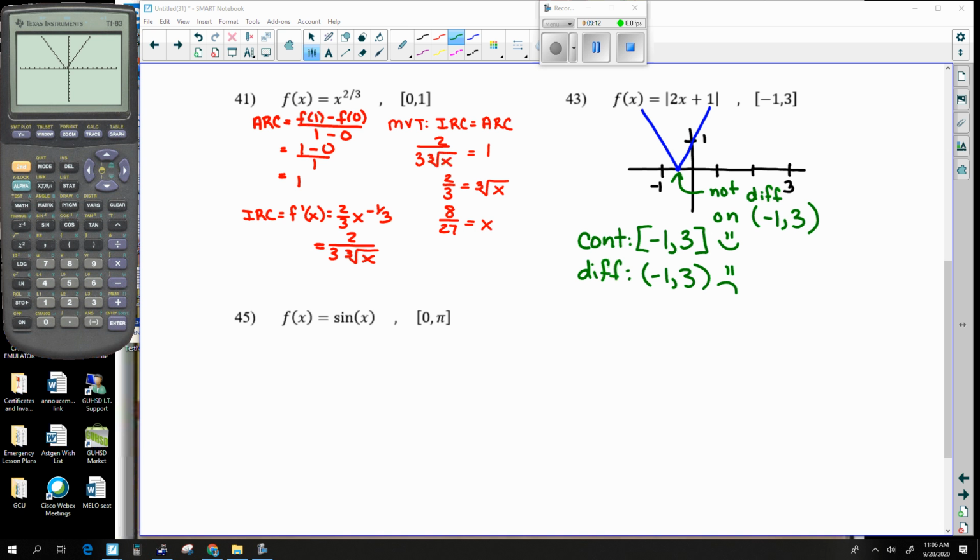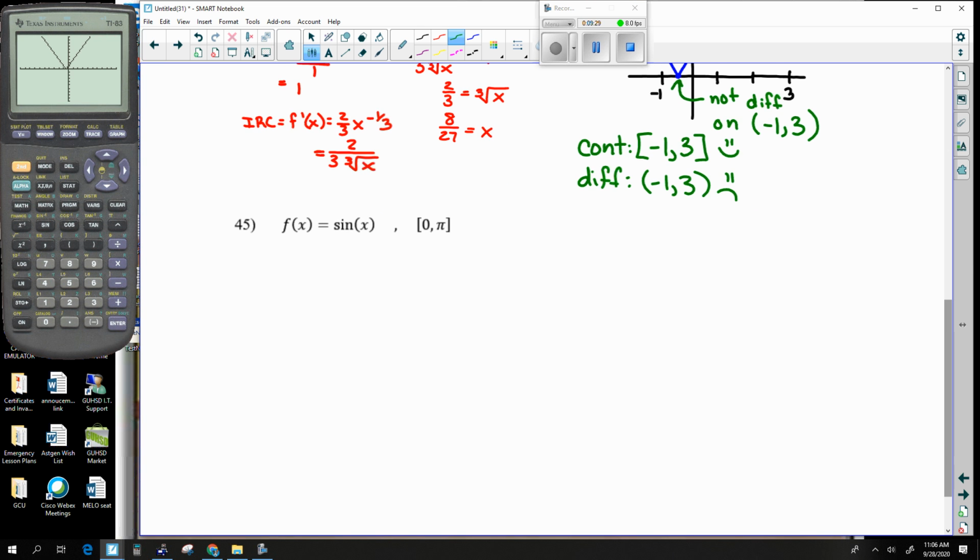All right, next we are on problem number 45. Okay, so problem 45, continuous, differentiable, sine and everything, it's all good. All right, so the average rate of change is f of pi minus f of 0 all over pi minus 0.